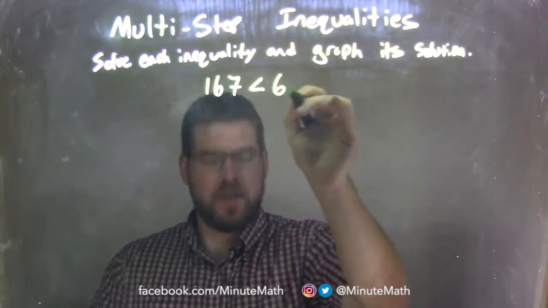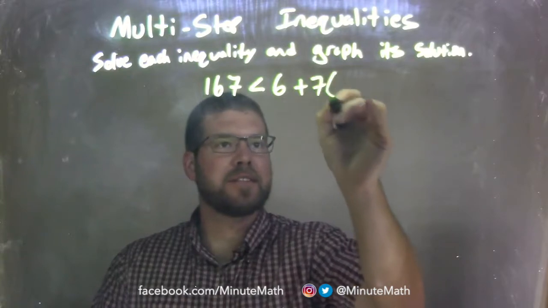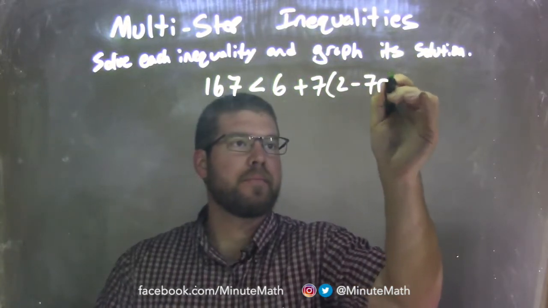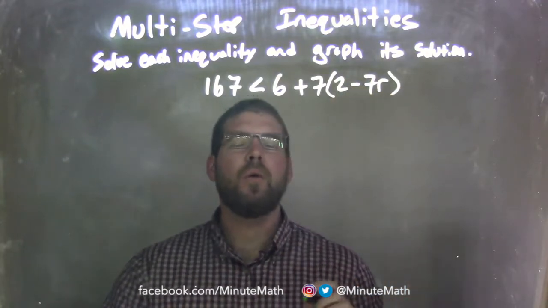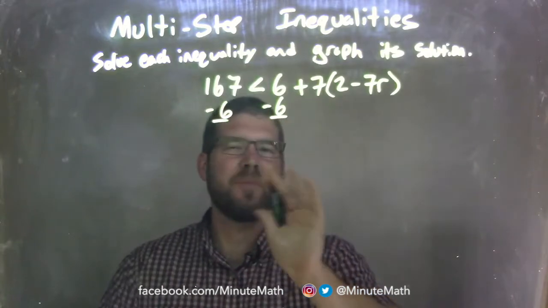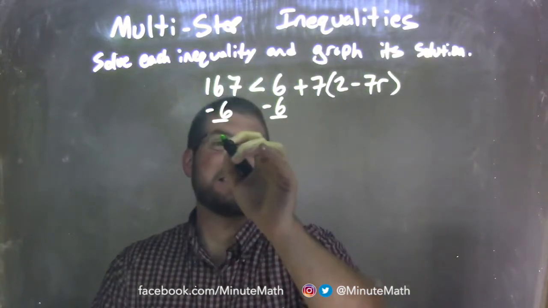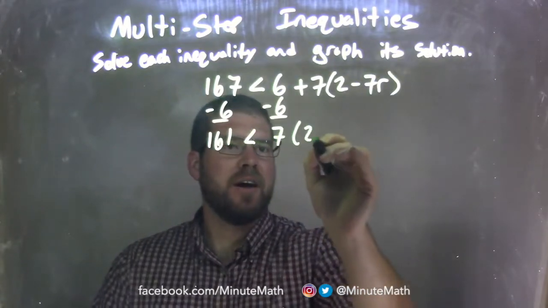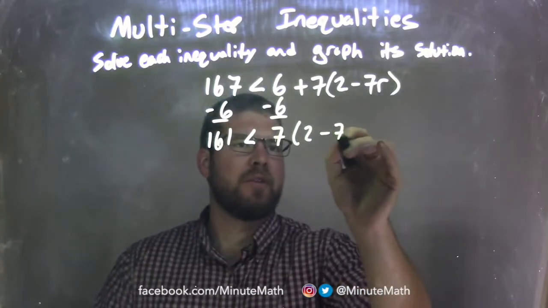167 is less than 6 plus 7 times 2 minus 7r. Okay? Well, I'm going to subtract a 6 from both sides to try to bring things over. There's many ways to solve this problem. 167 minus 6 is 161, is less than 7 times 2 minus 7r.